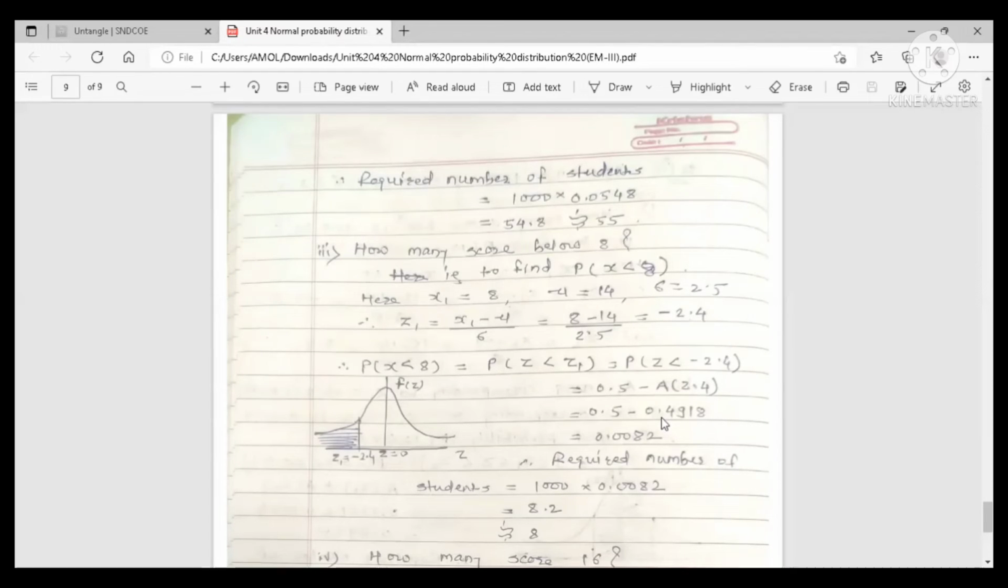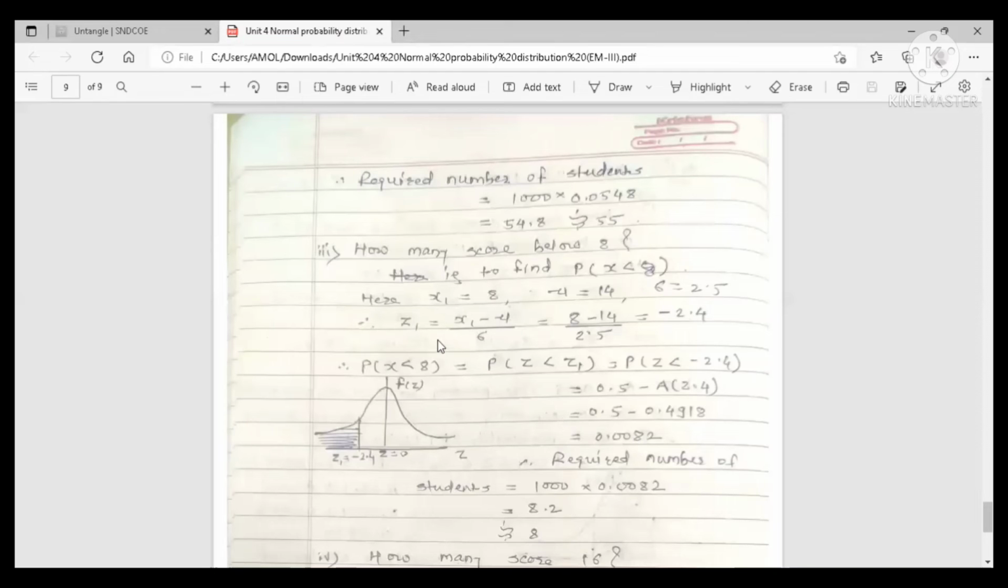Now you can easily find the area of 2.4. You just go through the table of normal distribution and find the area of 2.4, with difference 0, so you will get 0.4918. Every time you have to subtract 0.5 from that value. If we subtract 0.5 from the area, the exact area is 0.4918 and the subtraction gives 0.0082.